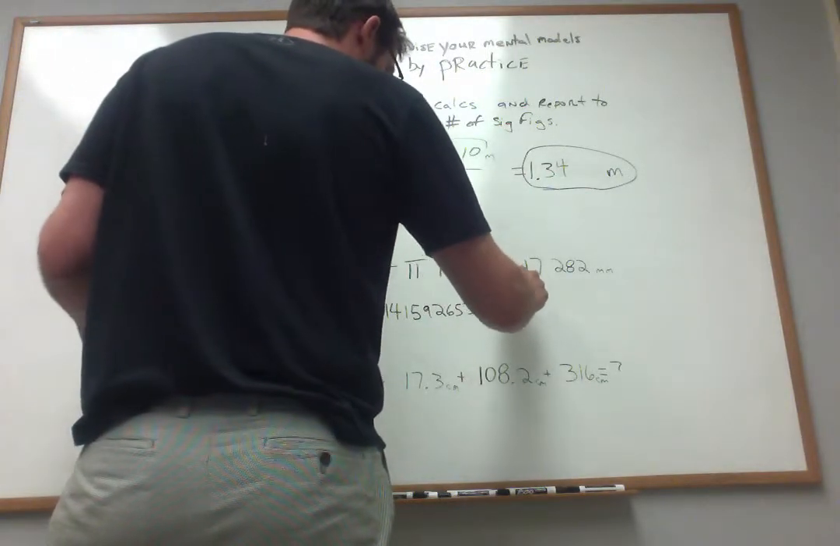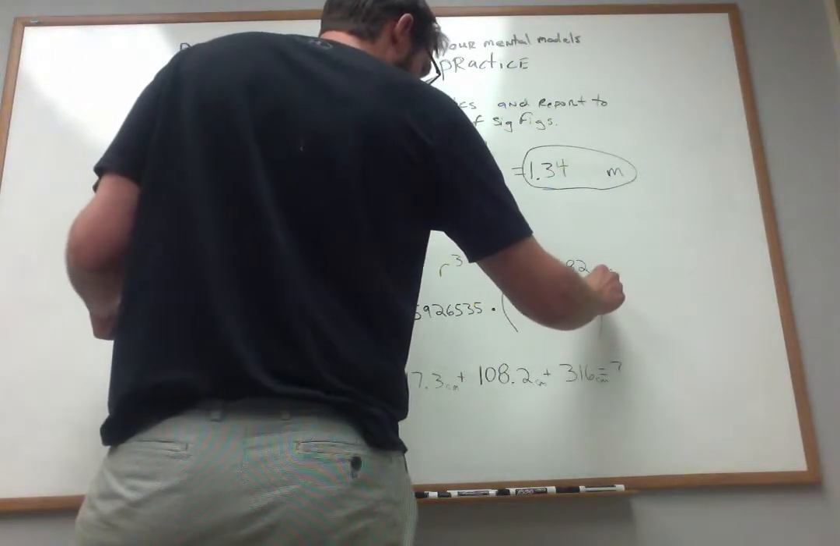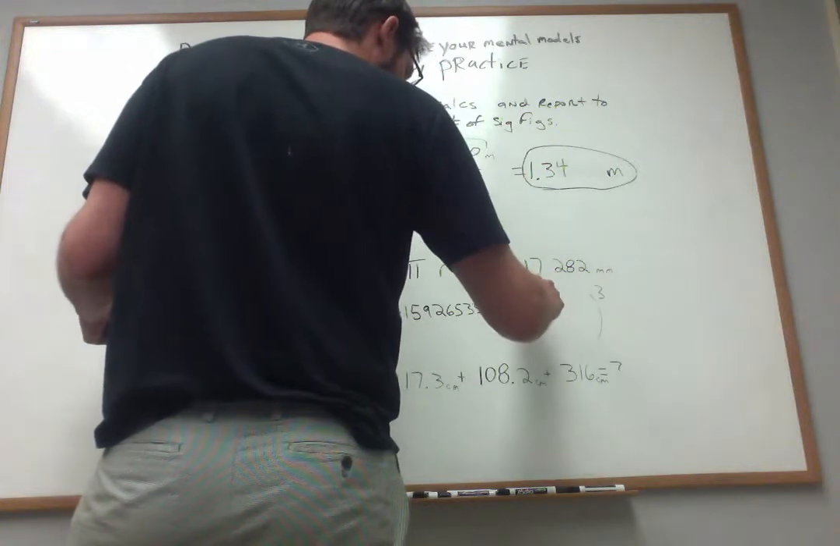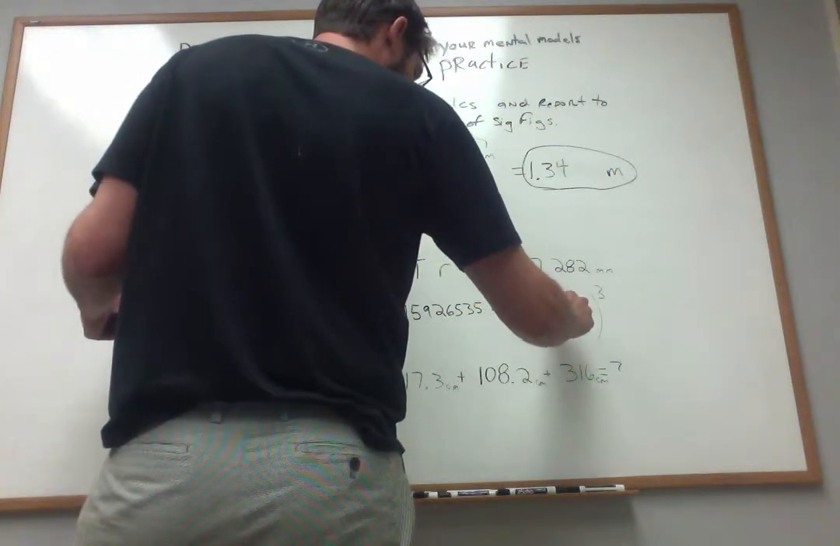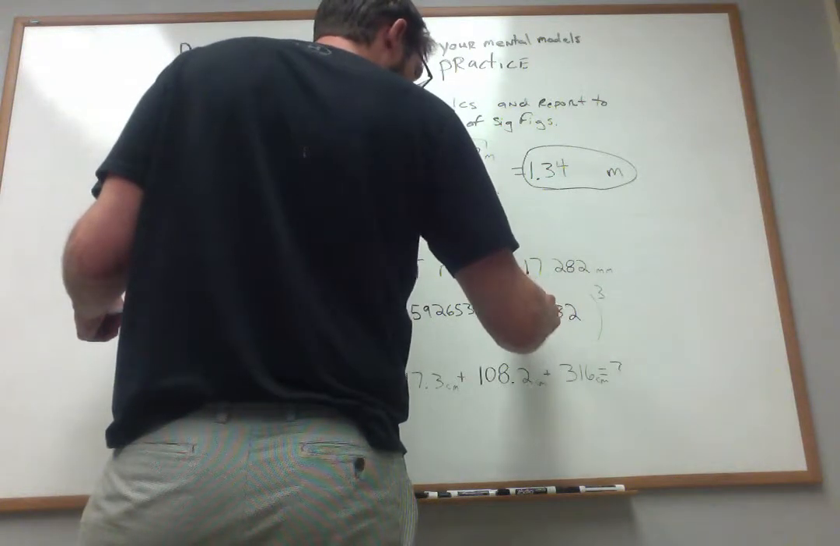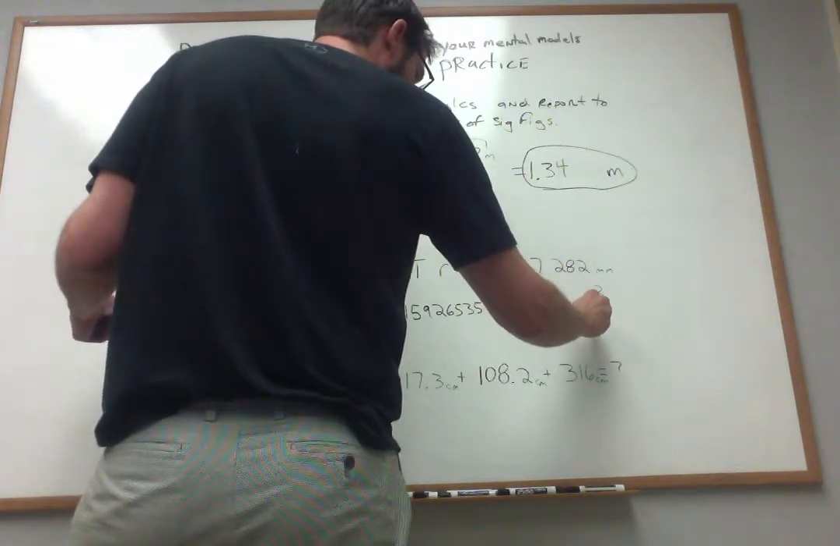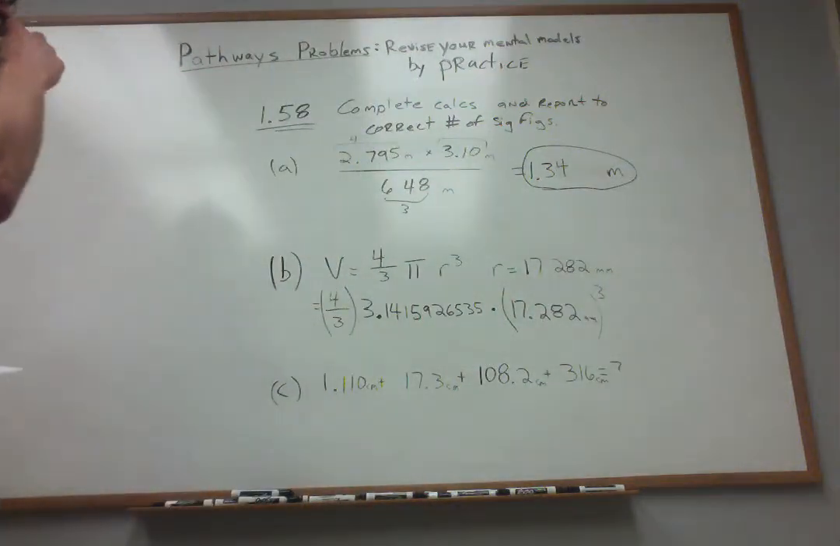And then we've got to multiply by the radius cubed. So 17.282 millimeters. The units here, we're going to cube that, okay? So those are the numbers that we're working with.